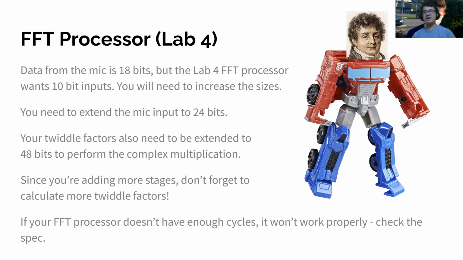And if your FFT processor doesn't have enough cycles, it actually won't work properly. This is something we failed to take into account with Lab 4. We talked about how each type of FFT has a certain number of stages. For example, a 4-point FFT has 2 stages. But for the FFT processor to work best, you should add another stage, which catches the value of the final output and stores it into a register to be sent into the VGA module. There will be more details about this in the spec. But just keep in mind that you might have to add one more cycle than you think.